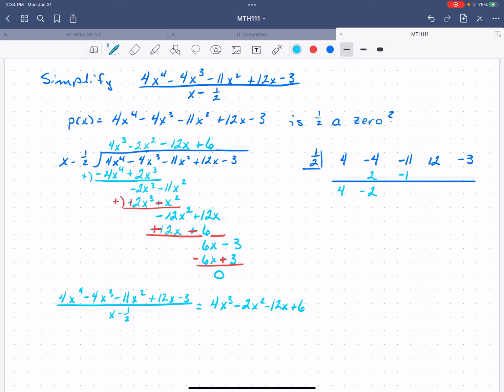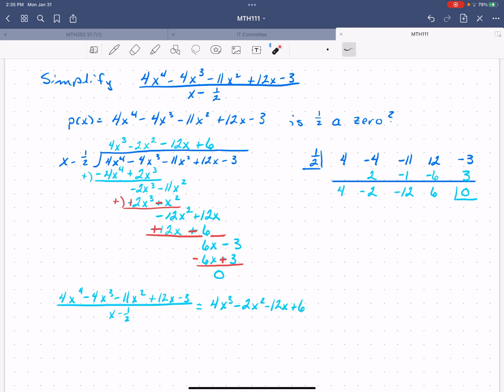And I add. Negative 11 minus 1 is negative 12. 1/2 times negative 12 is negative 6. 12 minus 6 is 6. 1/2 times 6 is 3. Whoops, my apologies, 3. Negative 3 plus 3 is 0, and I put that in a box to remind myself that that is my remainder. And sure enough, I get the same result of 4x to the third minus 2x squared minus 12x plus 6.